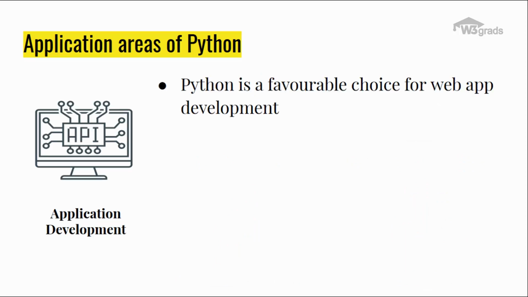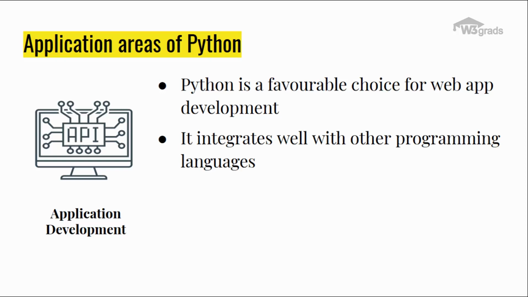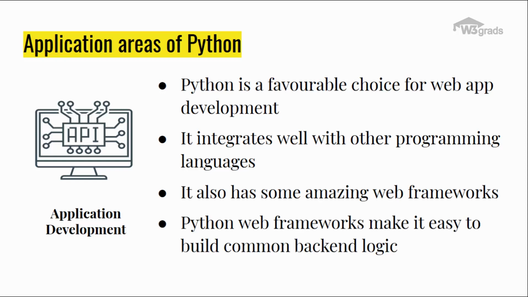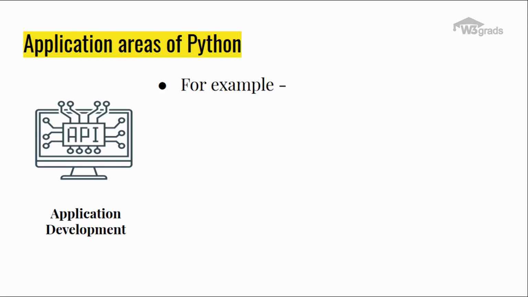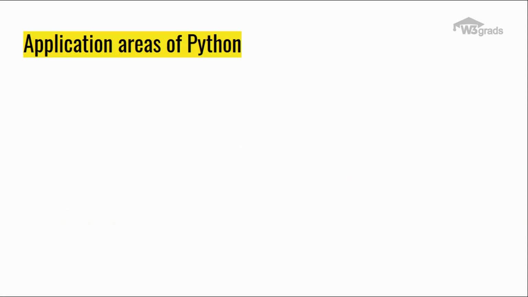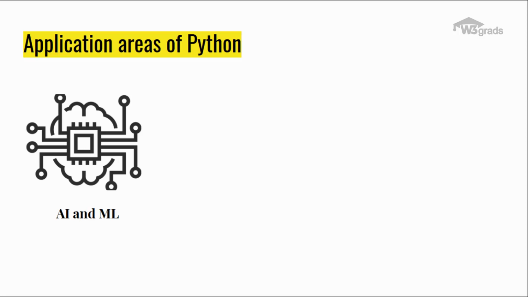Python is a favorable choice for web application development. Python integrates well with other programming languages and has some amazing web frameworks that boost the application development cycle. Python web frameworks basically make it easy to build common backend logic. For example, it helps to deal with the databases, map URLs with the code base, generate HTML files, and more. The fourth and the most popular area of application of Python programming is artificial intelligence and machine learning.